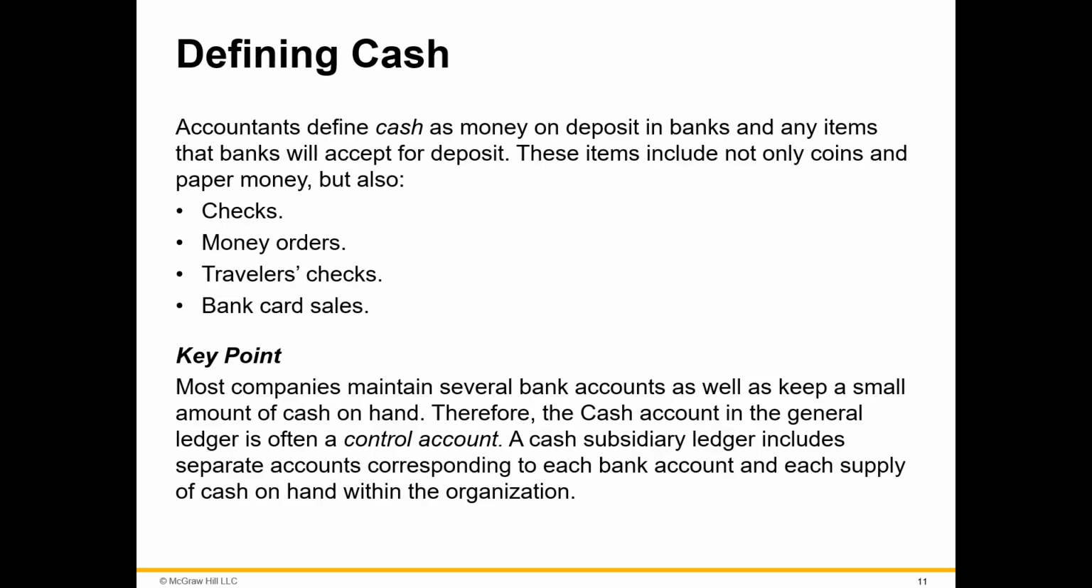So let's start with cash. Accountants define cash as money on deposit in banks and any items that banks will accept for deposit. They can be coins, they can be cash, they can be checks, they can be credit card receipts that are readily convertible into cash, and we'll see all those. So most companies maintain several bank accounts, and they'll also have a little bit of cash on hand. And this is going to be governed in the cash account as a control account.